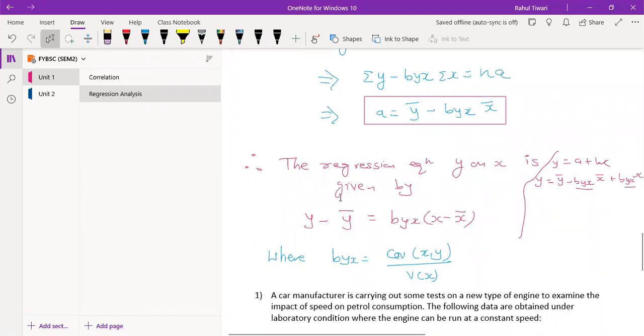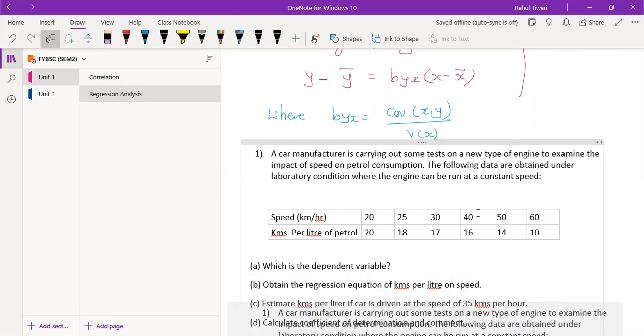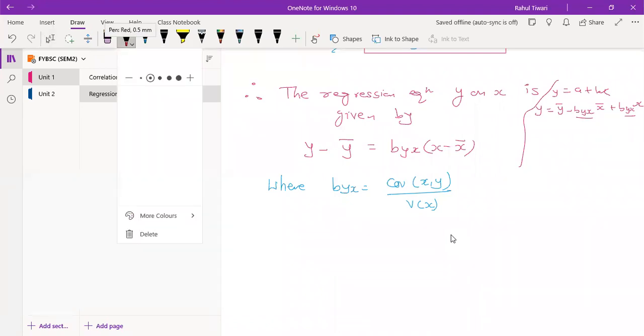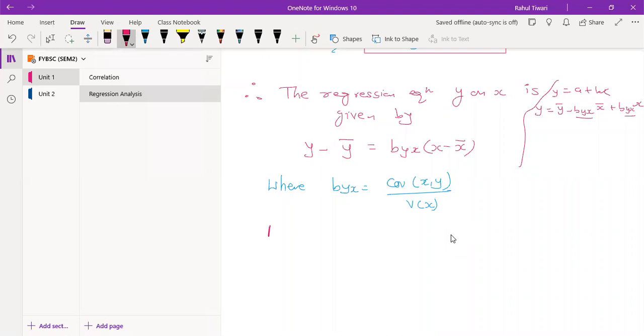Before I start this, let me bifurcate some concepts which I am not doing here. Similarly, one can get more about the regression equation. The regression equation x on y, what is that? Can anyone tell me? What is the regression equation x on y? This is for y on x.